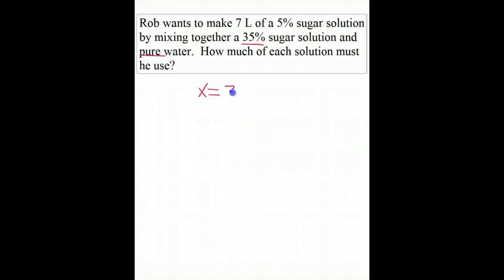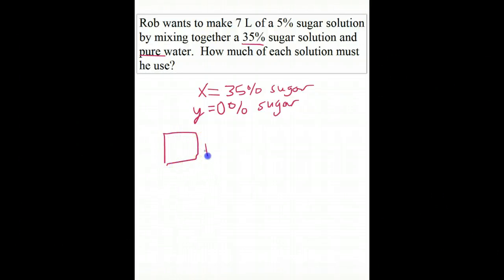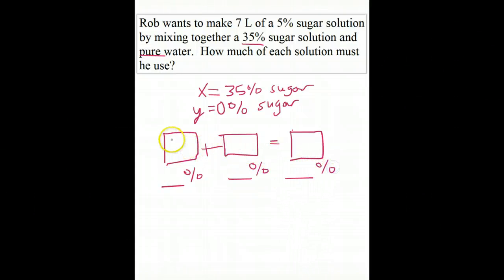So we're going to let X equal the 35% sugar solution. And then water, pure water, is technically 0% sugar. Okay, everything's about sugar here. All right, so when we set this up again, we do the little containers. Okay, we've got our percents down here, just like we practiced. And then we fill it in as we go.